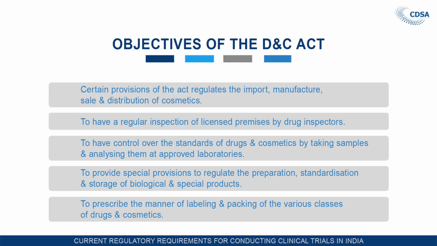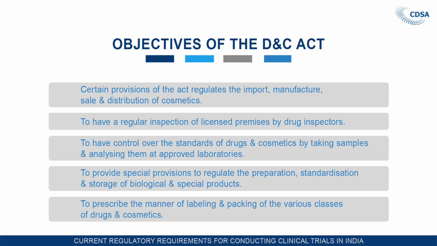To provide special provision to regulate the preparation, standardization and storage of biological and special products. So the Act has special provisions for biological products like vaccines and blood products. These are very sensitive products, and permission for them is given through the central licensing authority, and the specific rules and regulations are there in this Act and rules.